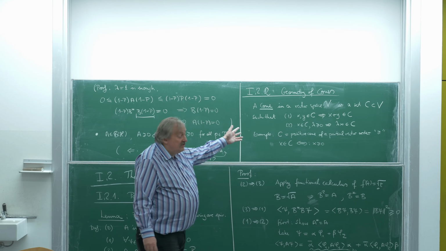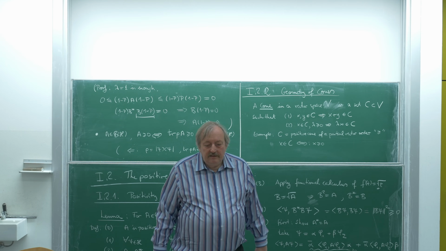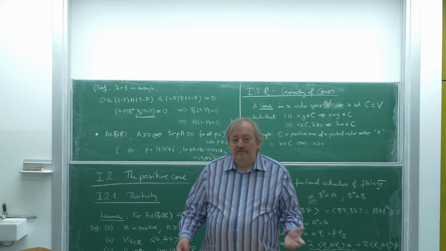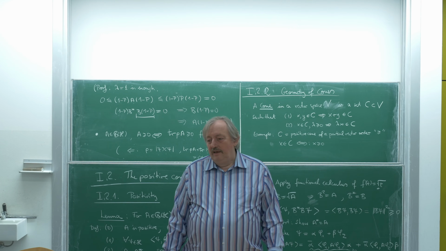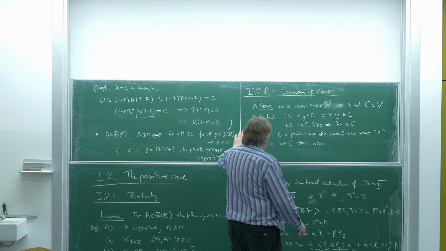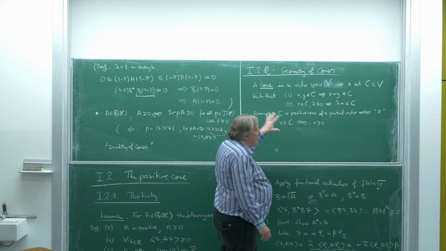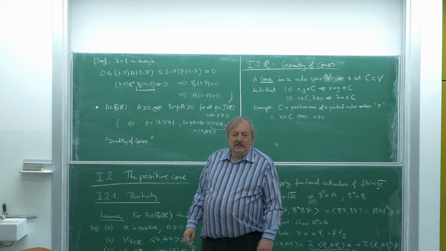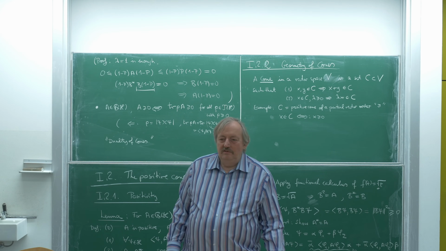So, okay, so these are cones. But there are many different, the geometry of cones now is a little bit similar to the geometry of convex sets. Right? So for example, what are the extreme points of a cone?